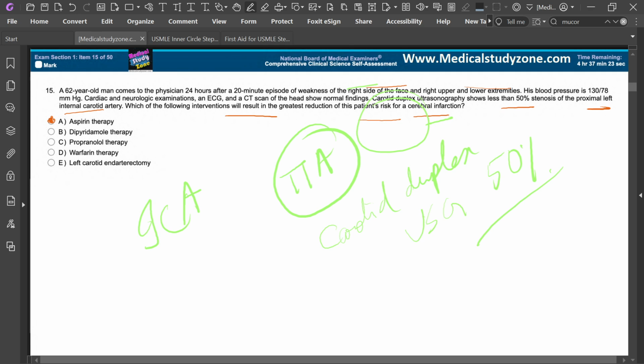There is a chart, I remember. I think if it's 50% or more with symptoms, then you do endarterectomy. Or if there are no symptoms but it's 80% or more, then you do endarterectomy. I don't know, there was something like that. I don't remember.